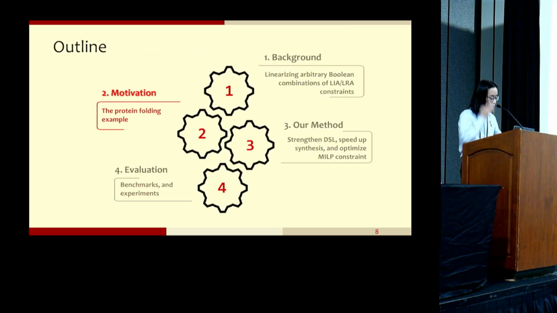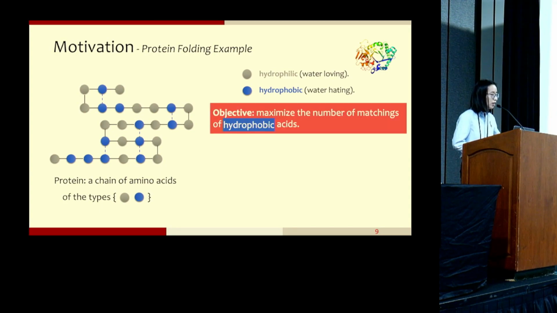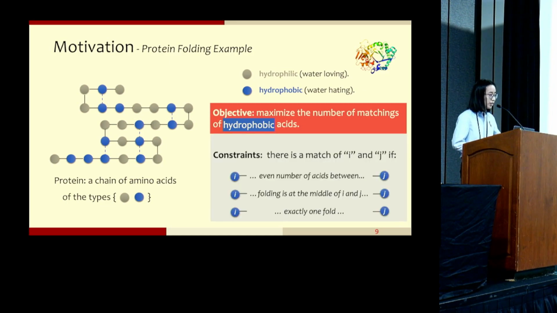So now I have provided the background. Let's take a look at one motivating example. Imagine that you want to use MILP to encode this protein folding problem. A protein is a chain of amino acids, which can be classified as hydrophilic and hydrophobic. Here, your objective is to maximize the number of matchings of those hydrophobic acids, which are represented by those blue circles. Based on molecular biology, you have to satisfy the following three constraints in order to match a circle I with a circle J.